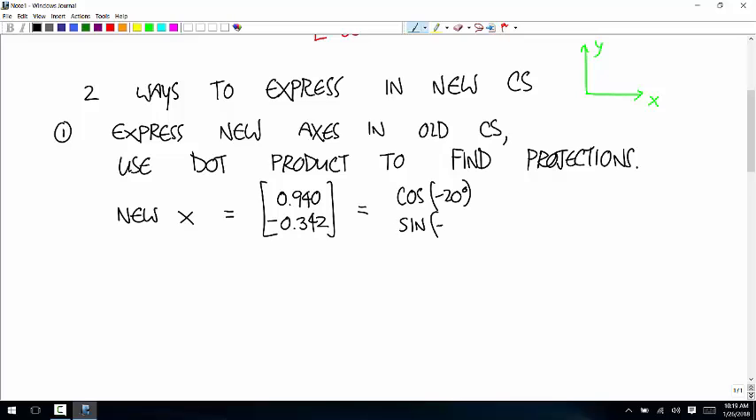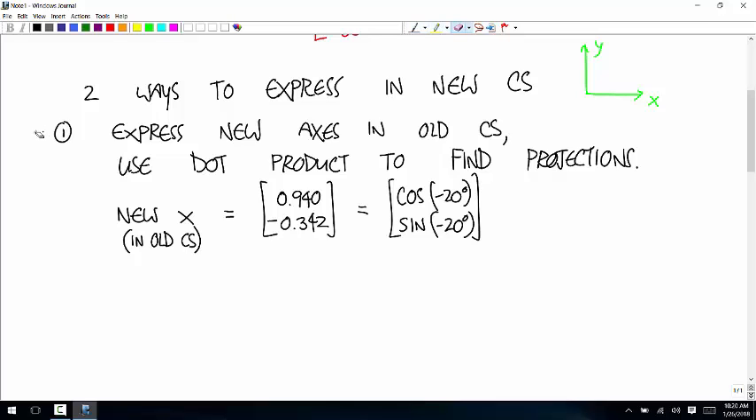So those are values for what we got. No, that is the cosine and sine of negative 20. So that is the new x-axis expressed in that old coordinate system. So this is the new x expressed in the old coordinate system.